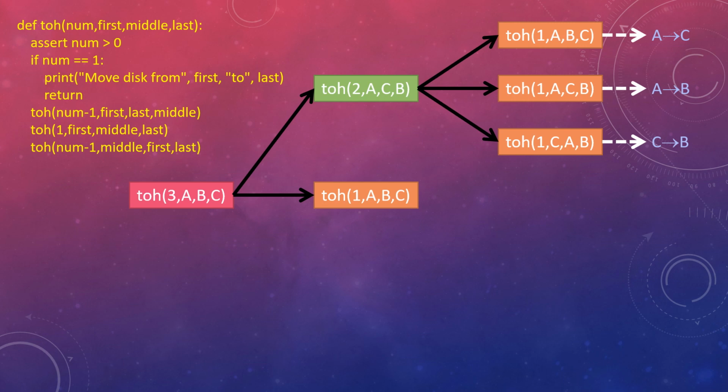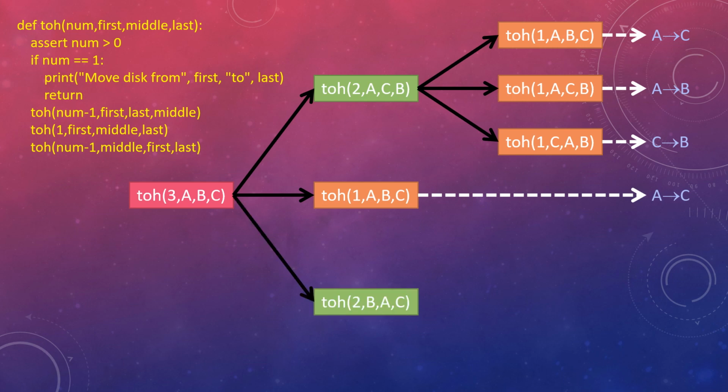TOH1 ABC. Take one disk from the source to the destination. Now this can translate to a move. A goes to C. Now two function calls are complete for the pink function instance. This function instance will generate its third recursive call.